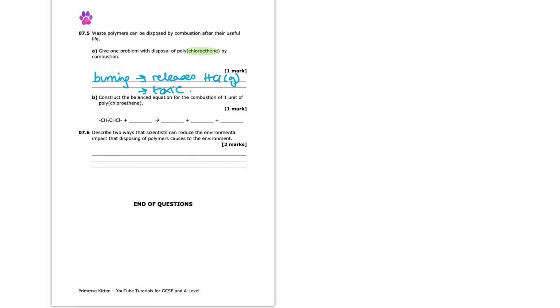So now we're asked to construct the balanced equation for this combustion. So here we're combusting 1 unit of polychloroethene. Now we've already said, haven't we, that it releases HCl. So HCl is going to be one of the products of this combustion, as well as other very common substances that form when we combust things. We're also going to make CO2 and also water. And the thing that we always need, whatever it is that we're combusting, is oxygen, okay? So now we've got the general framework there, we can have a go at balancing this.